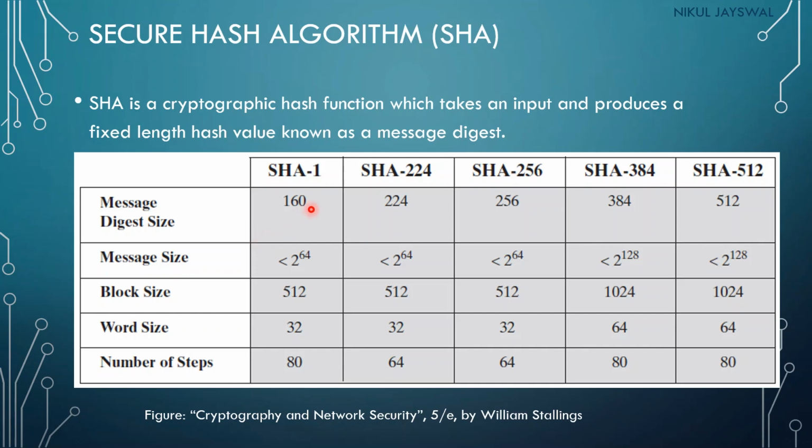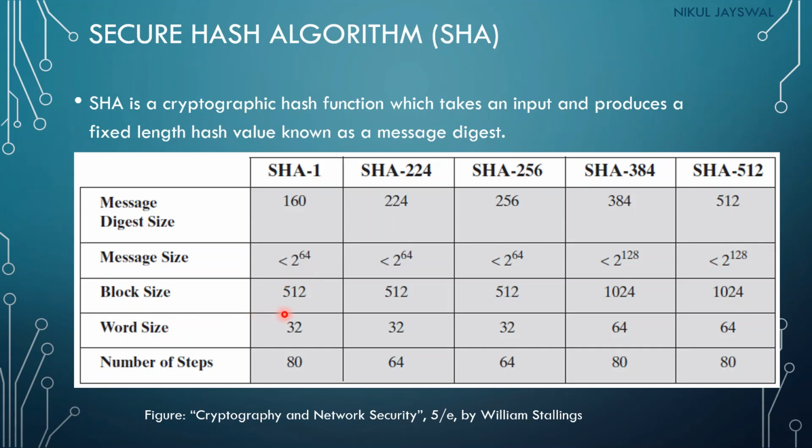So we are discussing SHA-1 in detail. That means the message digest size of SHA-1 will be 160, so the size of the hash value produced by this algorithm will be 160 bit. The next is message size. The message size will be less than 2 raised to 64 bits. So the maximum size of the message taken by the SHA-1 algorithm will be less than 2^64 bits.